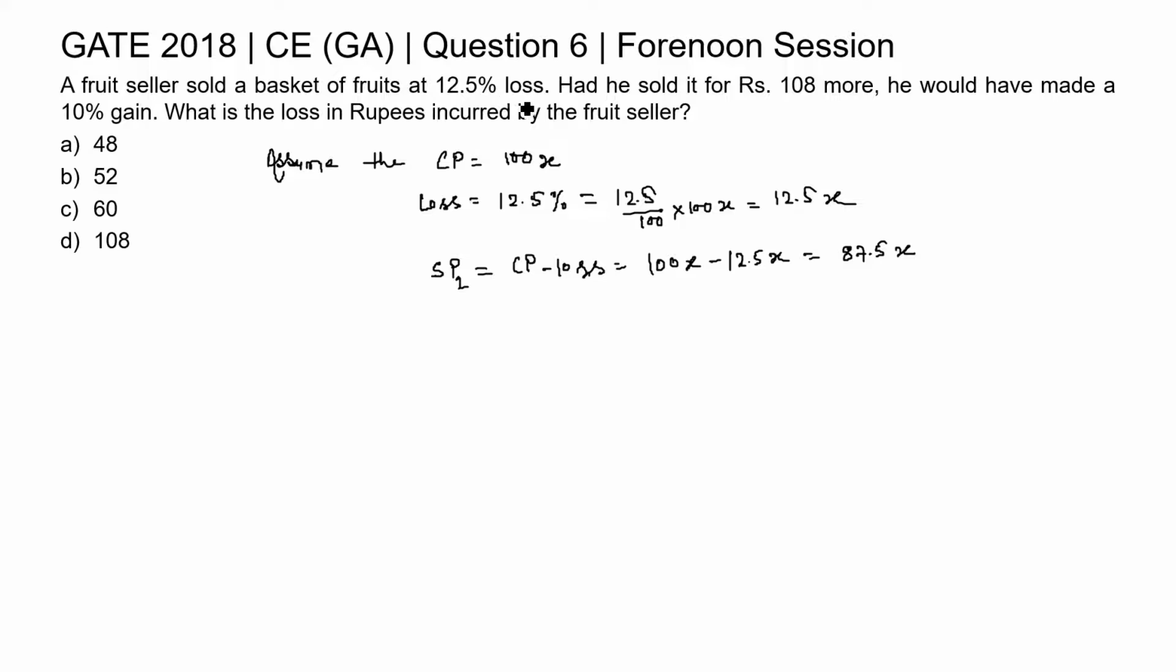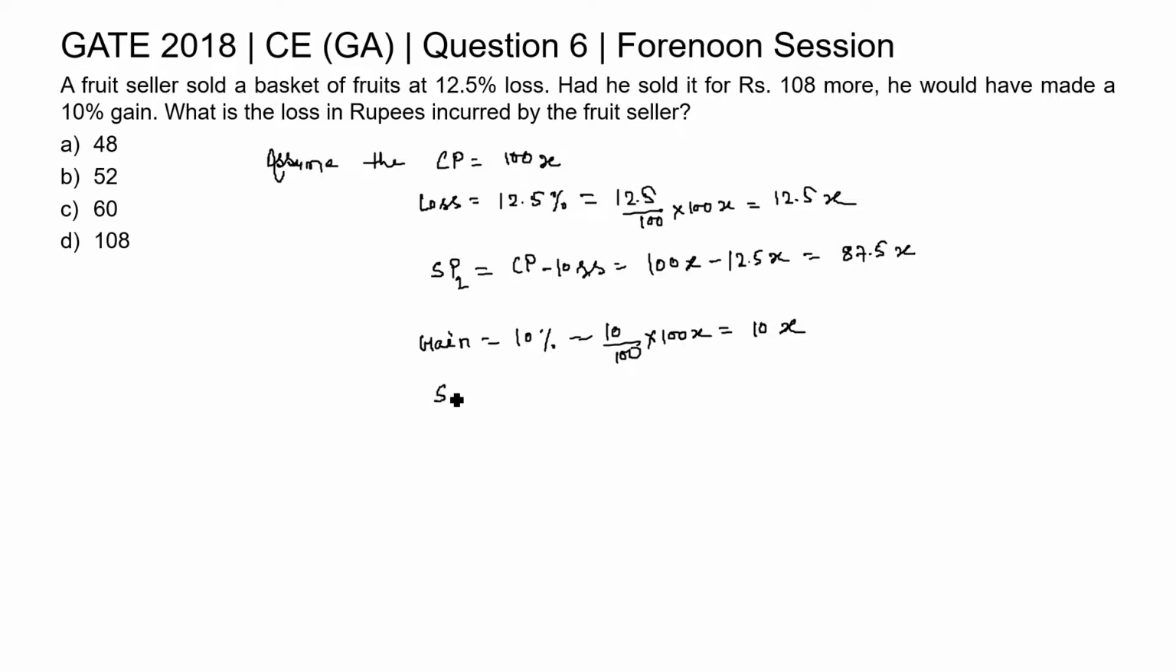So it is the first selling price when he has 12.5% loss. But in the second part, it is saying that had he sold it for rupee 100 more, he would have made a 10% gain. So if gain is 10%, it means 10% of cost price, which is 100x. So here 100 and 100 will cancel out, so it will be 10x.